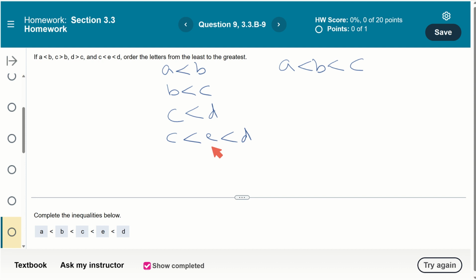Now, since we want to get E in the picture as well, instead of using this fact, we're going to use this more refined fact. So we're going to say C is less than E is less than D. So you get one inequality chain that should cover the entire situation. So just think about that a little bit, see if it makes sense to you before you proceed.